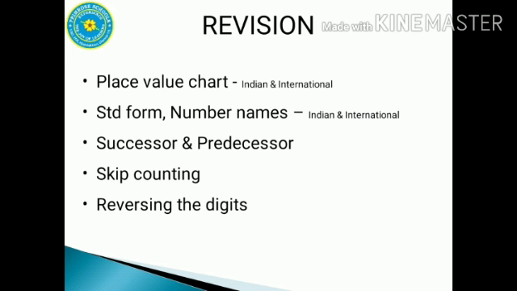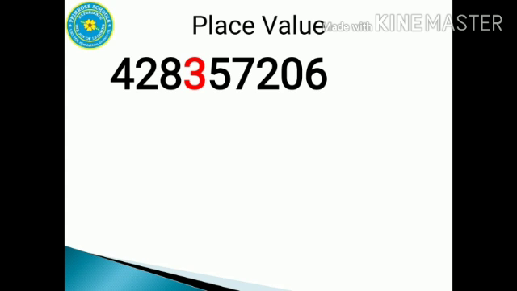Before that, let's see what we already know from our previous videos. We know to draw a place value chart in Indian and International System of Numeration. We know to write a number in standard form, and also we know to read them using number names. We know what is a successor and a predecessor of a given number. We learned how to skip count by adding 1 to the required place value. And finally, reversing the digits of a number, their standard form and number names by both systems.